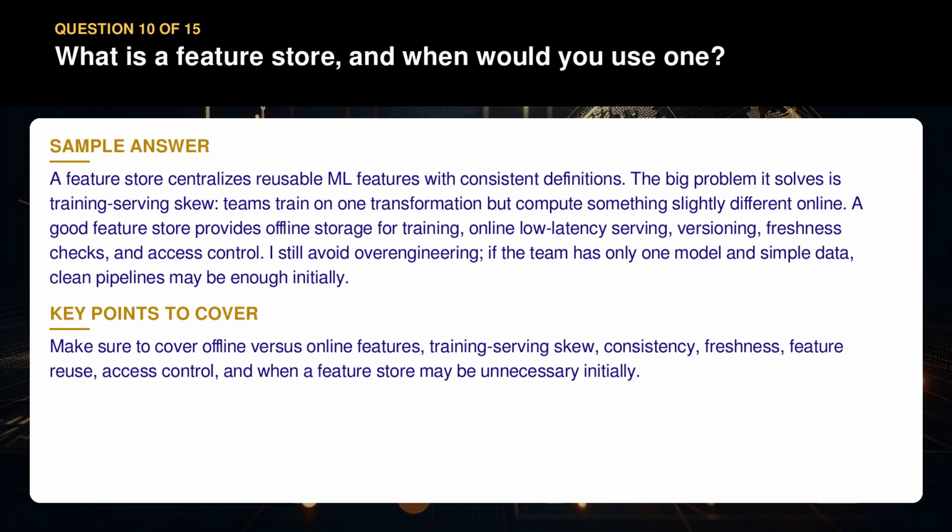Make sure to cover offline versus online features, training serving skew, consistency, freshness, feature reuse, access control, and when a feature store may be unnecessary initially.